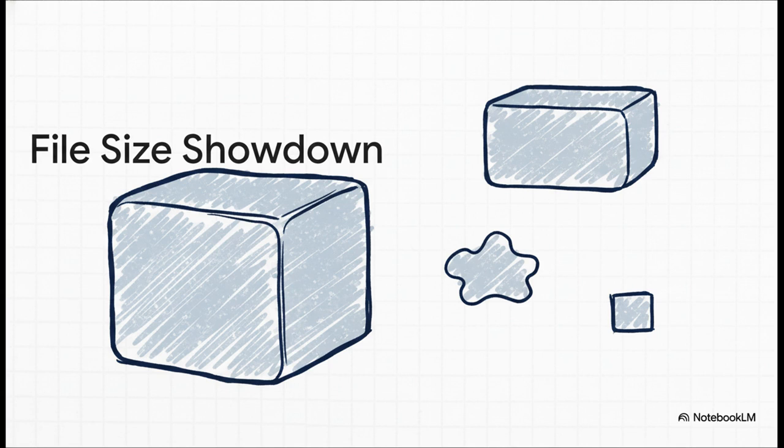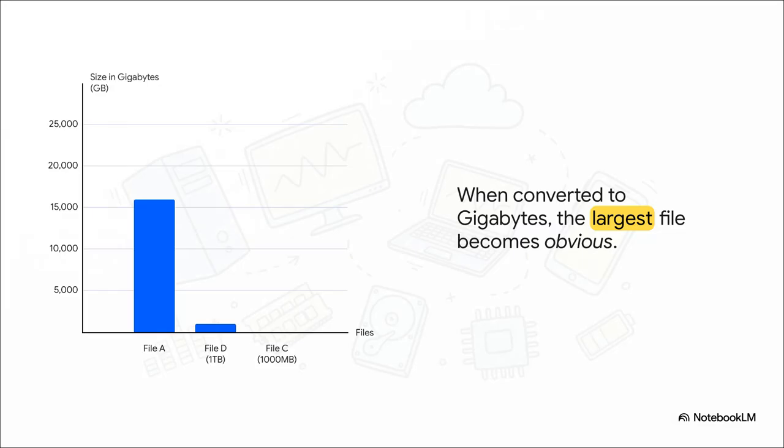Now, that 900,000 number for file B really jumps out, doesn't it? It looks huge, but as we now know, the unit is everything. We have to convert them to really compare them. And look at that. Once we convert everything to gigabytes, the answer is just so obvious. File A at 16,000 gigabytes is actually 16 terabytes. It absolutely dwarfs all the others. And that huge-looking 900,000 kilobyte file is not even one whole gigabyte. This just goes to show you can't trust the number alone.